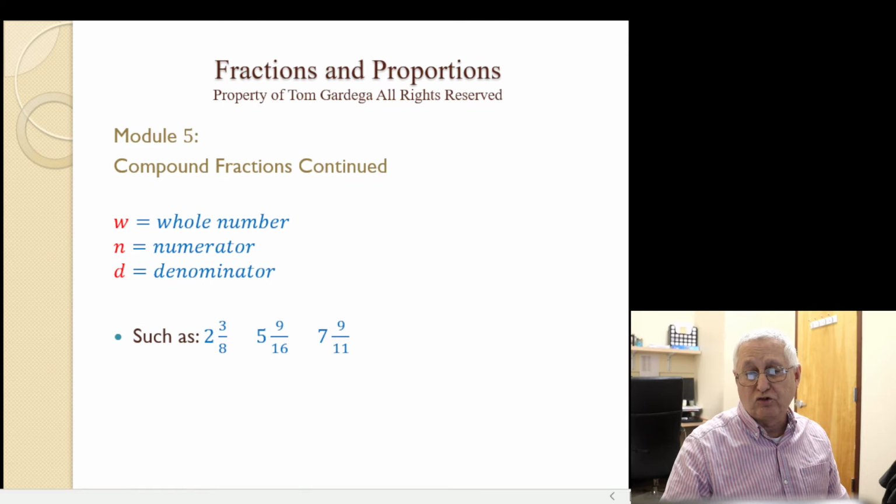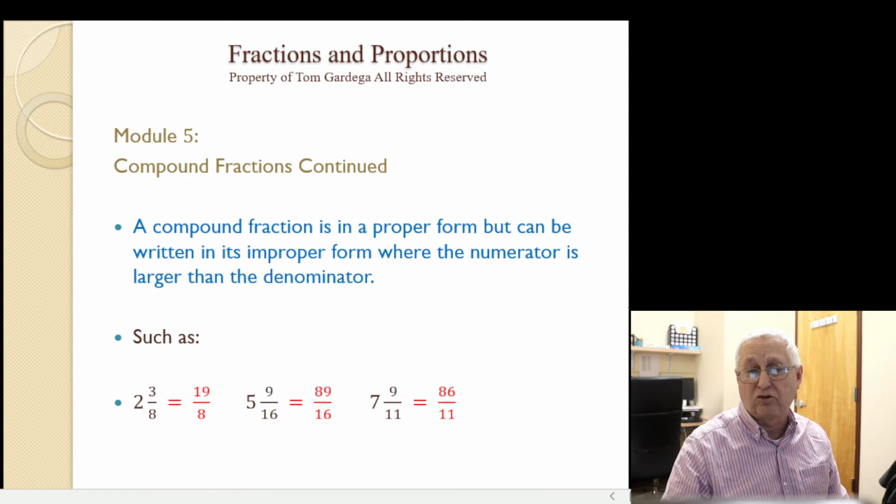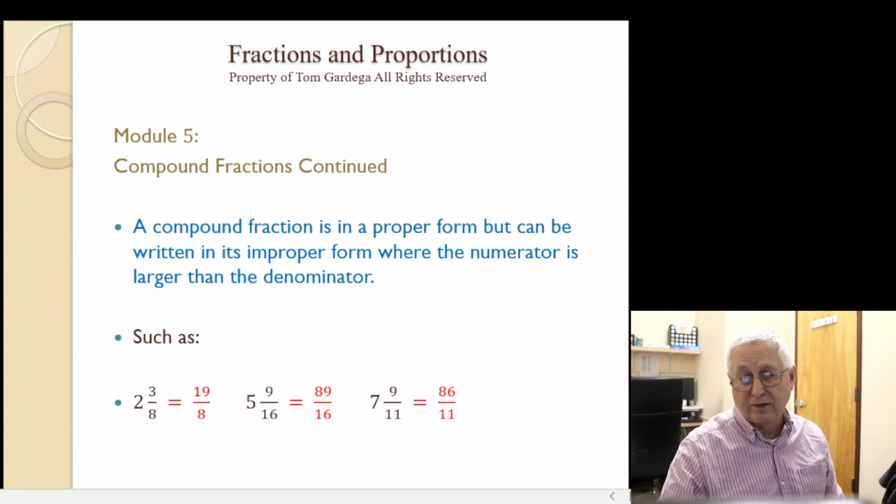These are such as 2 and 3/8, 5 and 9/16, 7 and 9/11. These are all compound fractions. A compound fraction is in a proper form, but it can be written in its improper form, where the numerator is larger than the denominator, such that 2 and 3/8 in its improper form would be 19/8. 5 and 9/16 in its improper form would be 89/16. 7 and 9/11 in its improper form would be 86/11.